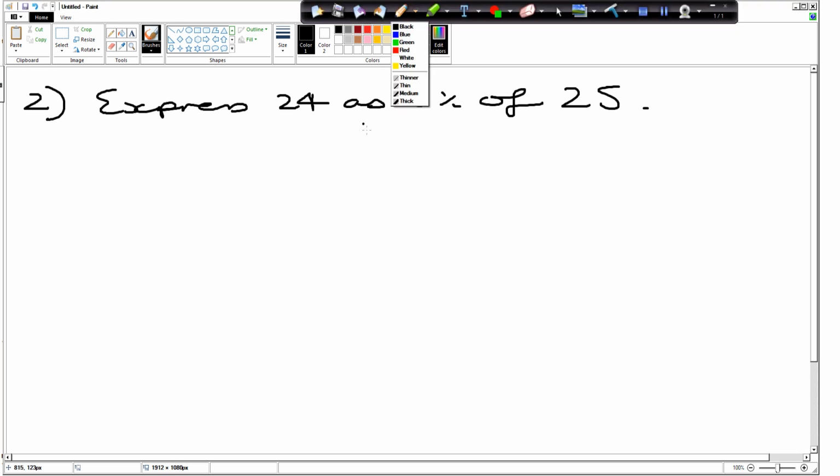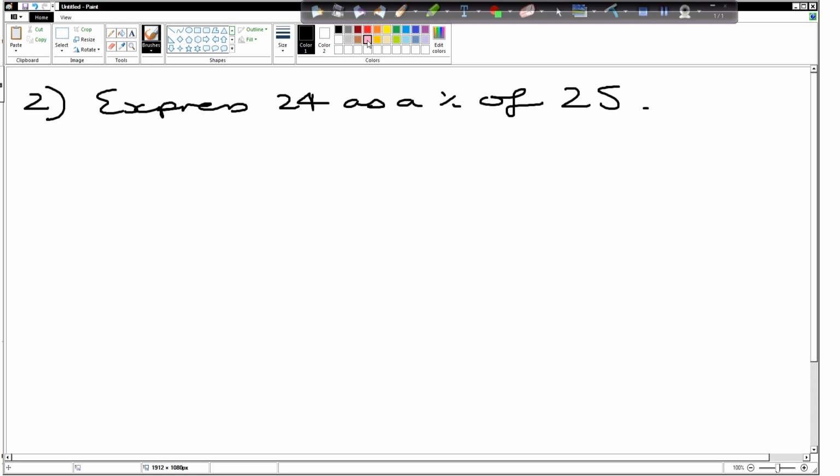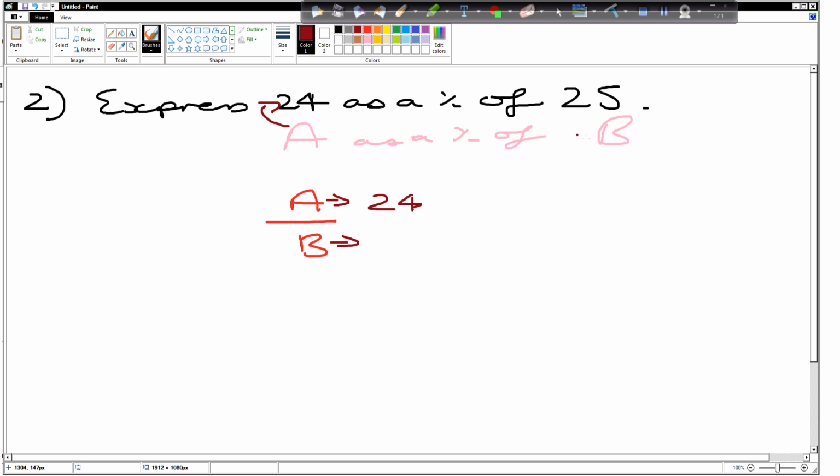Now, if you look back at our template, what did we say before? A as a percentage of B. And what did we say in that situation? The A value always goes on top and the B value always goes on the bottom. Then we either use the traditional method or the equivalent method. So let's write our numbers up. What's our A value? Our A value is 24. And what is our B value? 25. So we get 24 over 25.